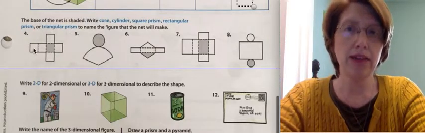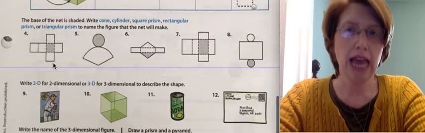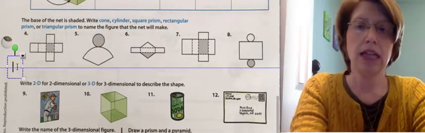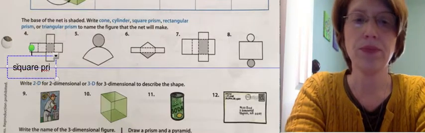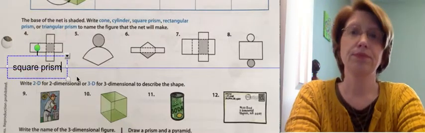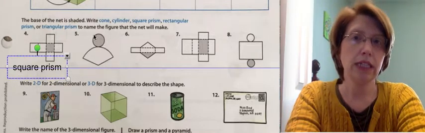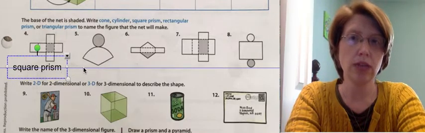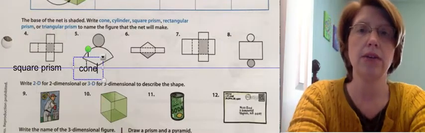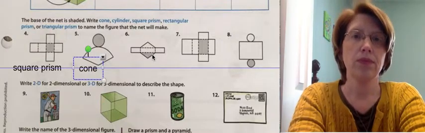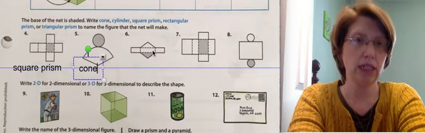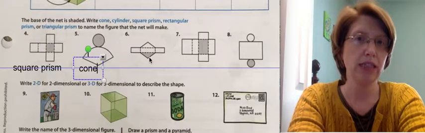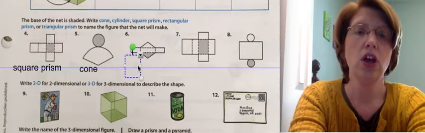What is that going to make? If all of these are the same size and this is a square, that's going to be a square prism. Now look at this one. This has a circular base and it's going to come to a point. So that's going to be a cone. This has a triangle and it has a base to it. These are the 2 bases that are looking at each other.